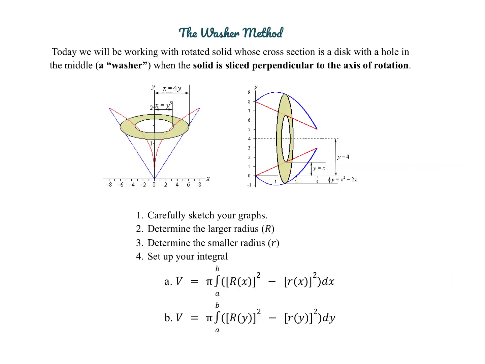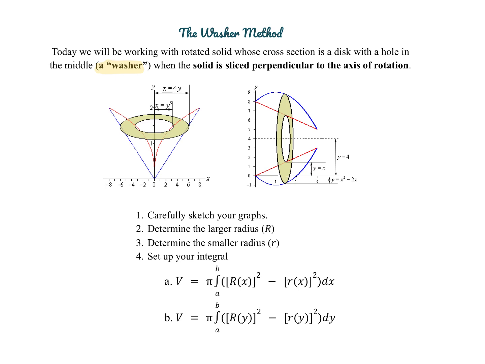All right, so today we're going to be working with rotated solids again. And just like in the last lesson, we're going to be slicing them perpendicular to their axis of rotation, which creates that circular cross section. But this time we're going to be working with solids that have a part in the middle that is missing. So instead of just a disc, we're going to have what's called a washer. So it's a very similar setup.